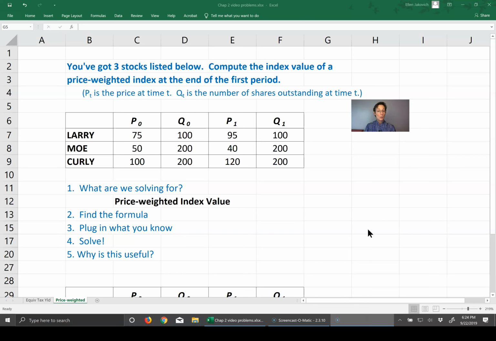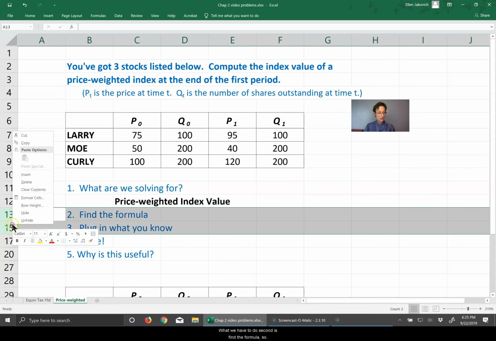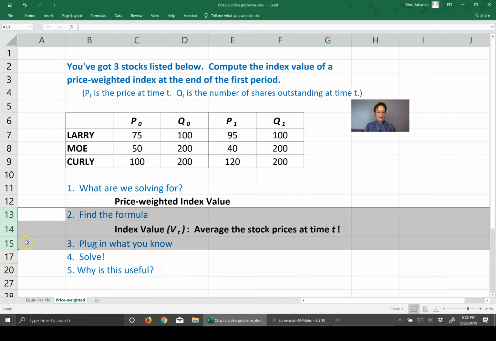So, question 1, to solve this, we have to answer, what are we solving for? If you read the question, it says compute the index value of a price-weighted index. So we're solving for price-weighted index value. Pretty obvious. What we have to do second is find the formula. There is a formula for this, but it is wonderfully simple. It is just the average of the stock prices.